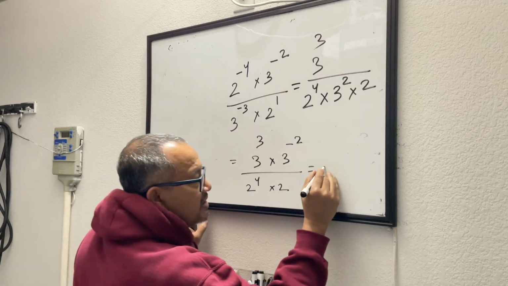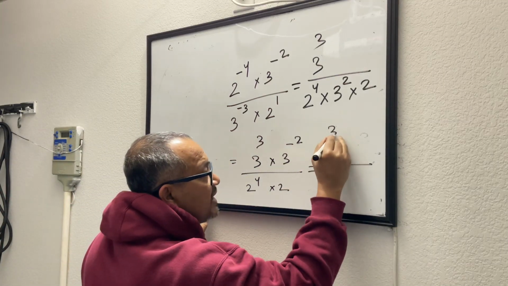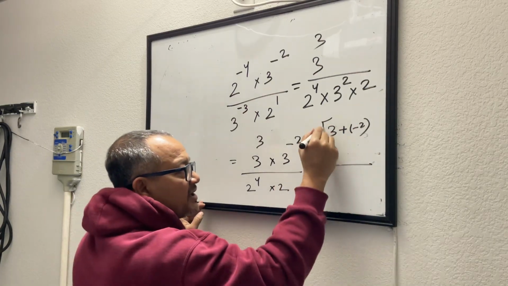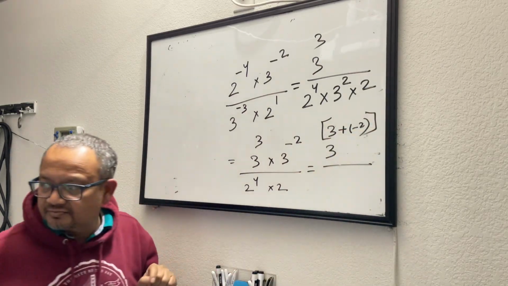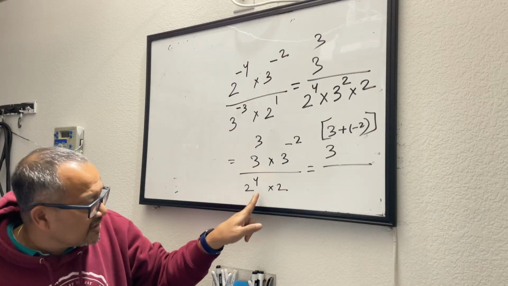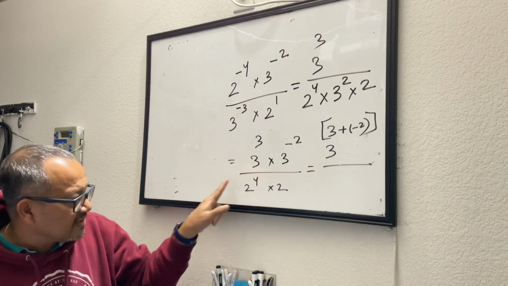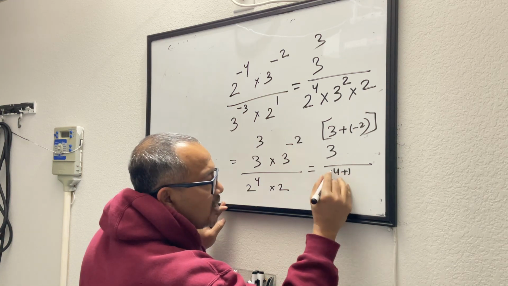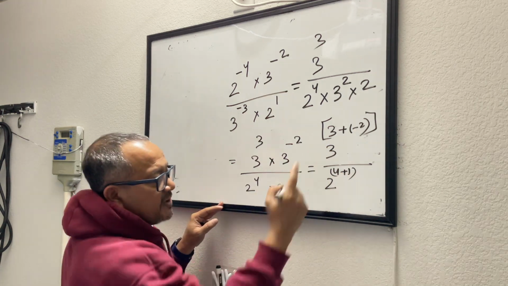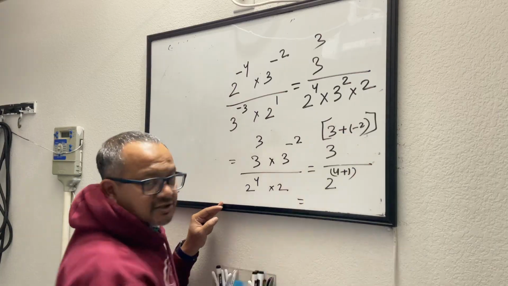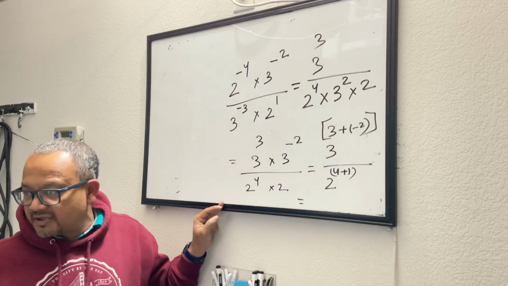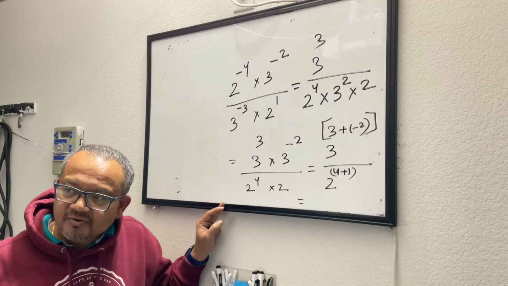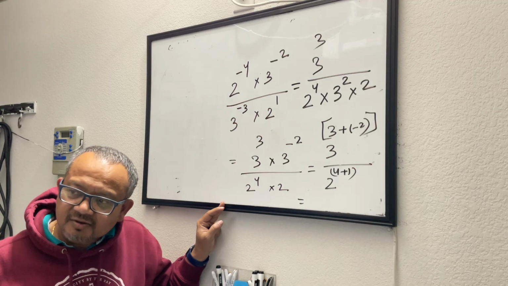So what will happen here? 3 to the power 3 plus minus 2. I'm adding 3 and minus 2. When I'm looking at this guy, both have the same base, so the power will get added. 2 to the power 4 plus 1. So this became 3 plus minus 2. How much would that be? Yep. 3 plus minus 2 would be 1, right?